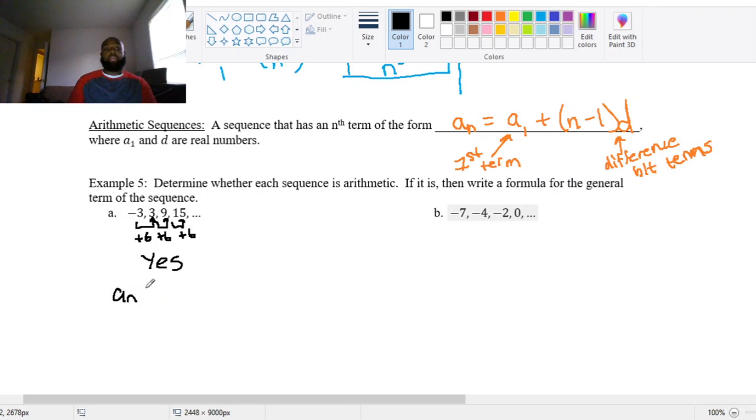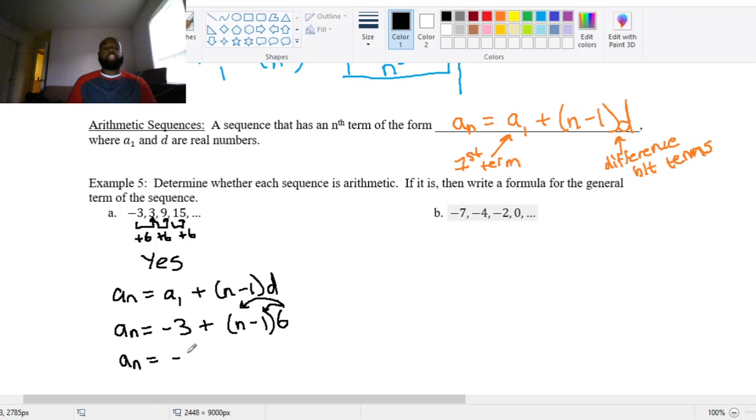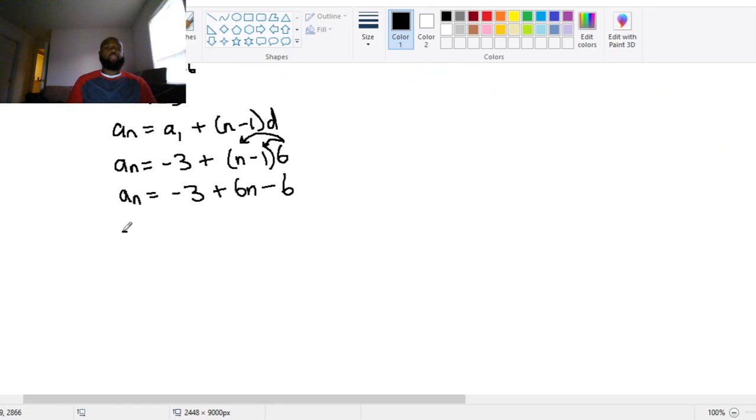So since it is an arithmetic sequence, I can actually use that formula to help me figure it out, right? It's going to be my first term plus n minus 1 times the difference between your successive terms, right? Now, this n always stays in the formula. Since my first term is negative 3, I have a negative 3 here. And my d here is that difference between your successive terms, which is a 6. We can multiply that out. We're going to get a sub n equals negative 3 plus 6n minus 6. And if you wanted to write your term with the n first, that would be 6n minus 9. And so this would be our general term, right?